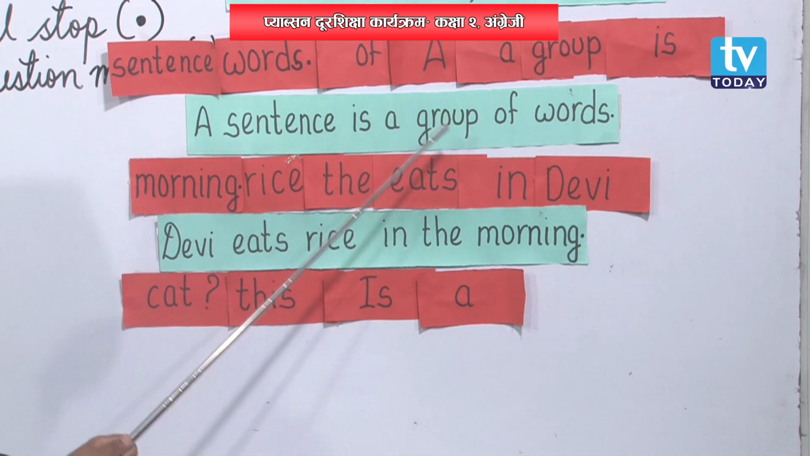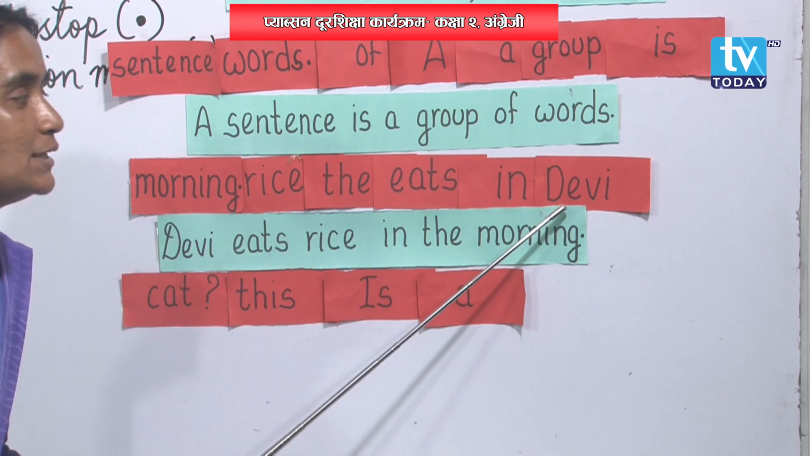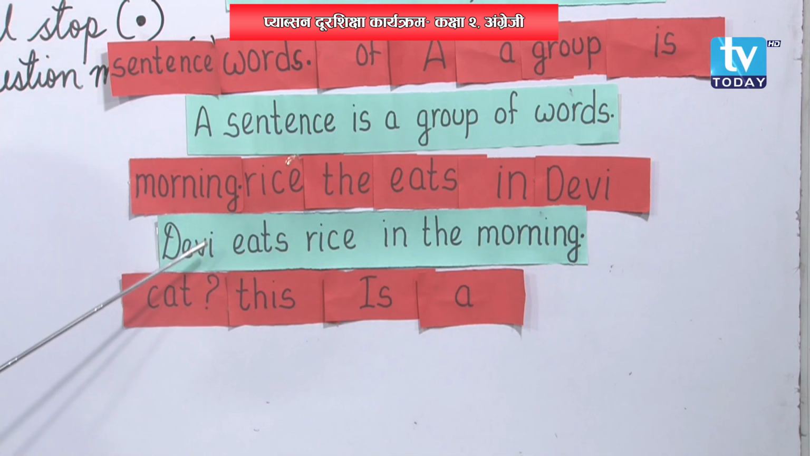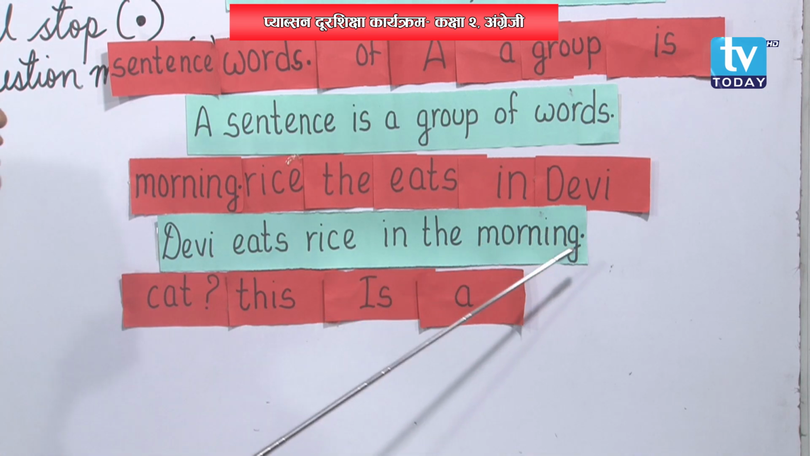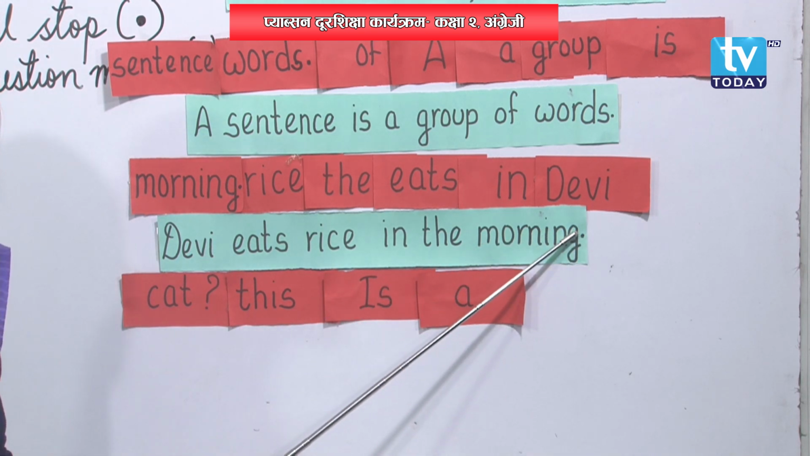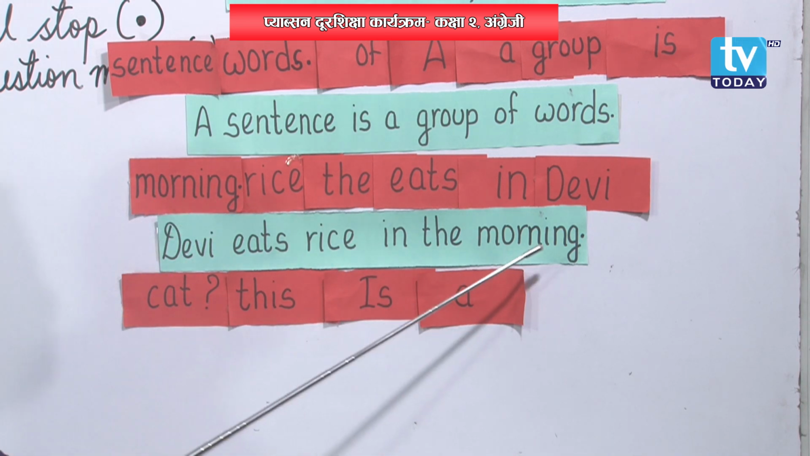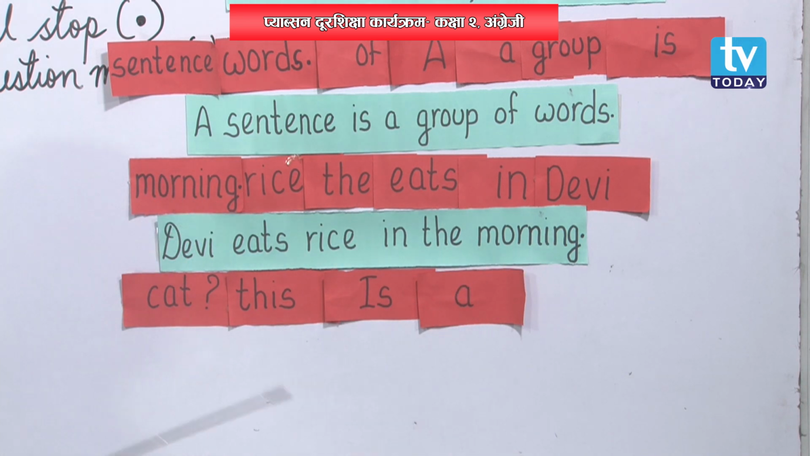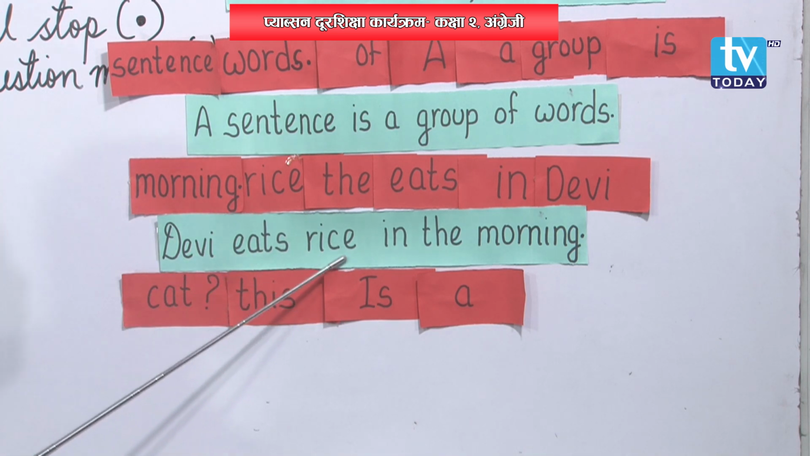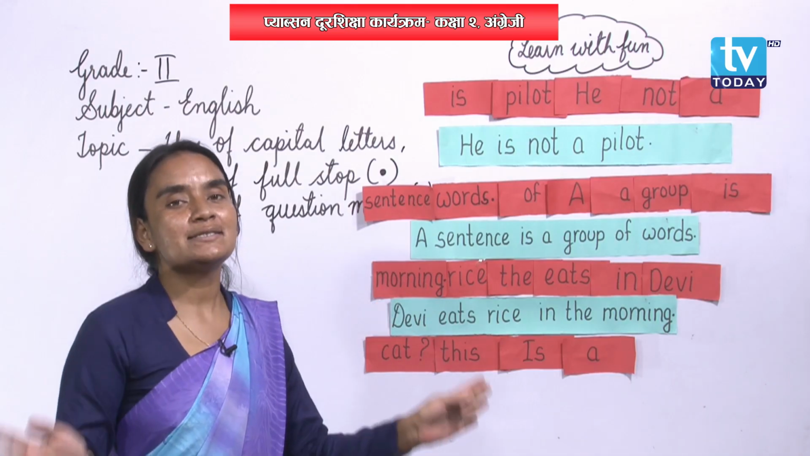Now check it. Which word started with the capital letter? Devi. Devi is at the beginning. Then which word ends with the dot? Black dot, that is full stop. It's morning. Here it is at the end. Now, Devi eats rice in the morning. It's called a complete sentence.